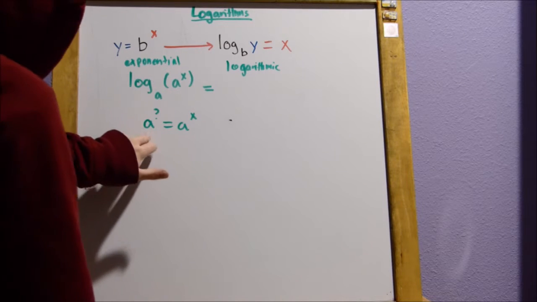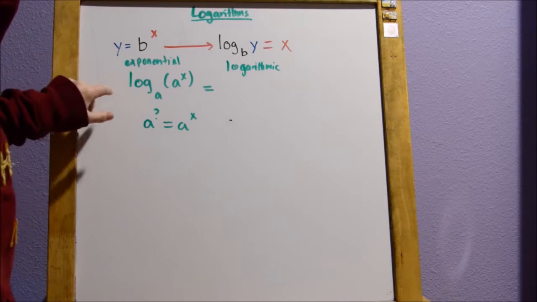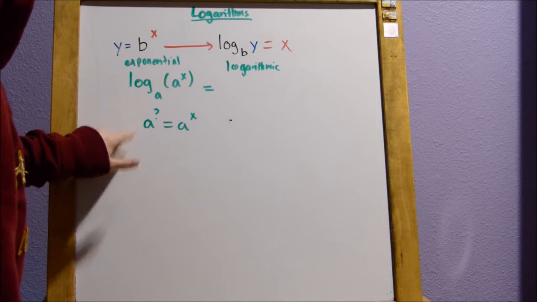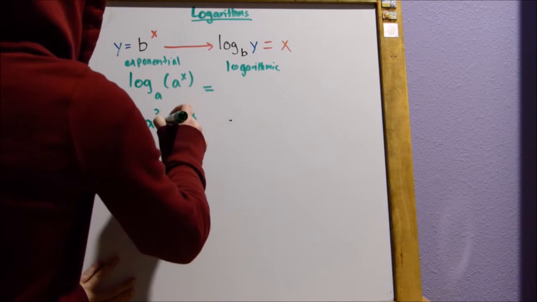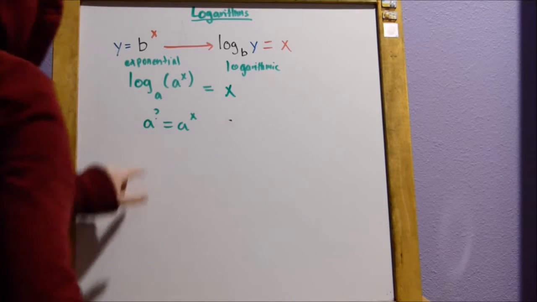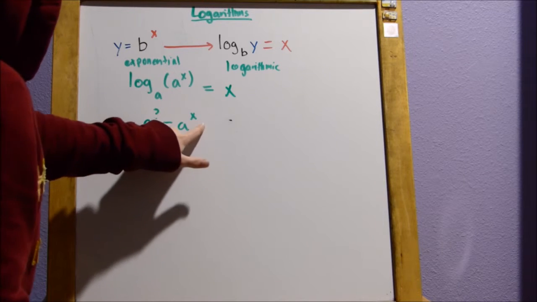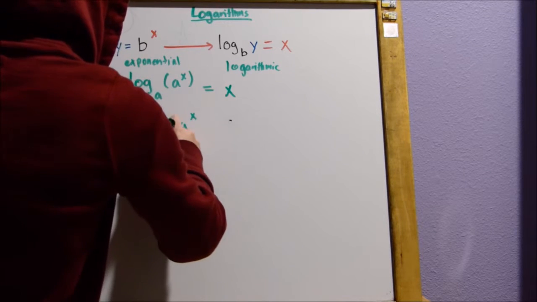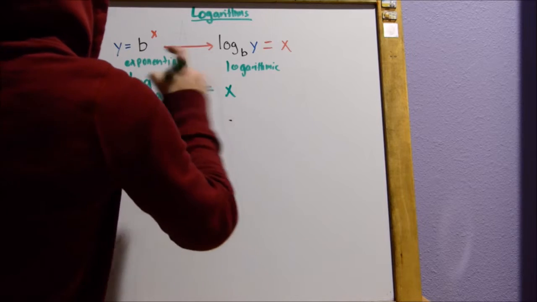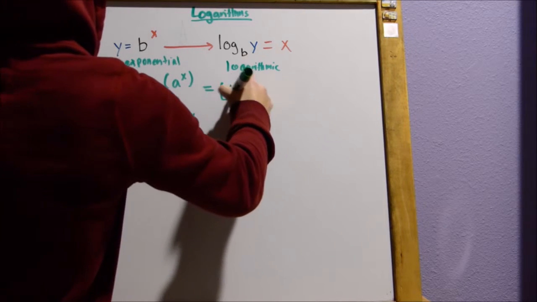So this is basically saying here, it only makes sense for this to equal x, because what's going to equal a to the x? A to the x is going to equal a to the x. So anytime you see this, it's going to be x.